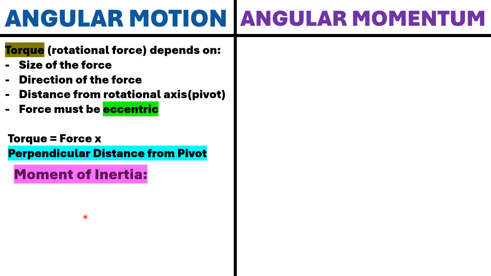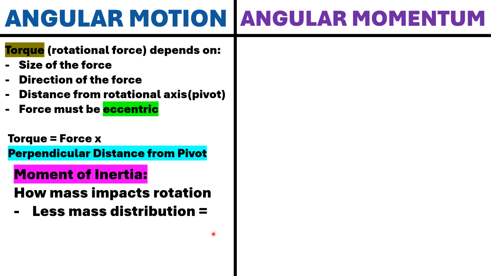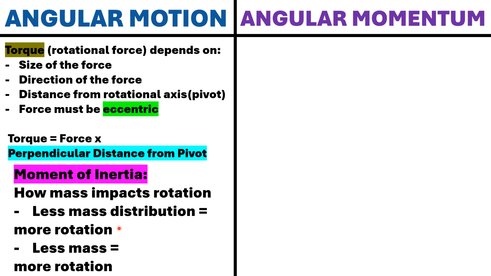Now, moment of inertia is something else you need to know, and it's how mass impacts rotation, okay? So it does so in 2 ways. First is the distribution of the mass, and the less mass distribution, the more rotation, and the less mass as well, the more rotation. Moving on to angular momentum.